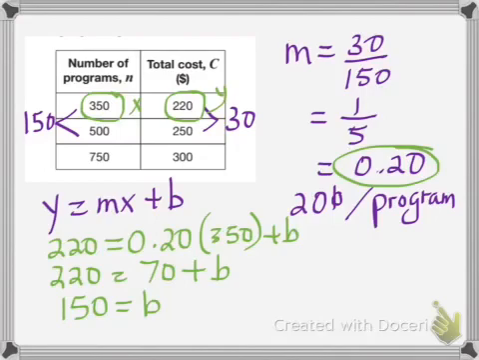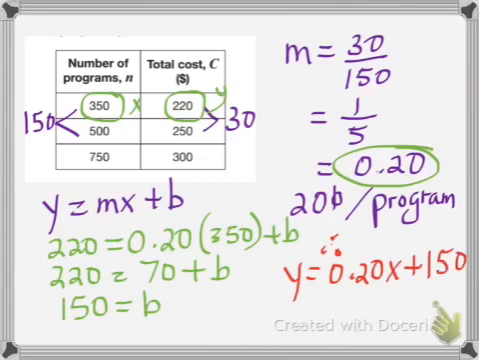My conclusion is the equation, therefore, the equation is y equals 0.20x plus 150. Or if you like to use the variables cost, c and n, that's another solution that is also acceptable and maybe even better.